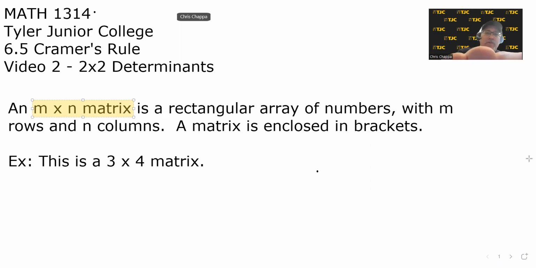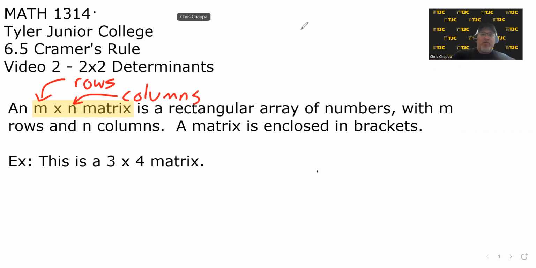In other words, the very first number when you're describing the size of a matrix represents the rows, and the second number represents the number of columns. A matrix is enclosed in brackets, the square looking parentheses. So for example, this is a 3x4 matrix.